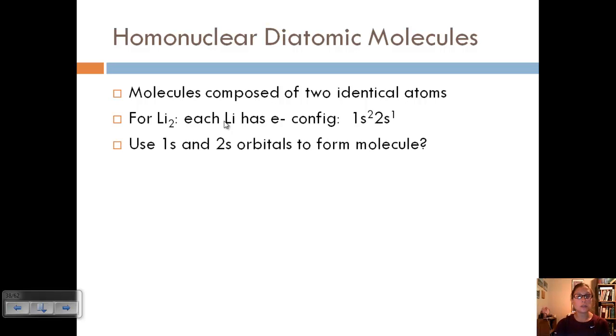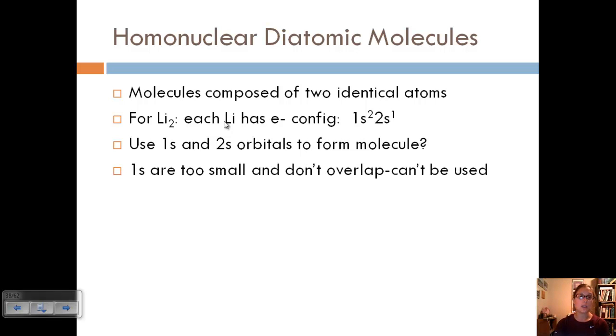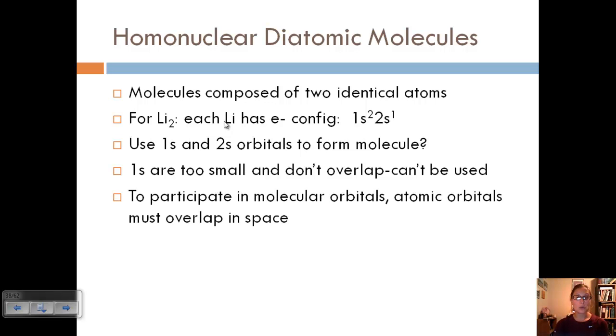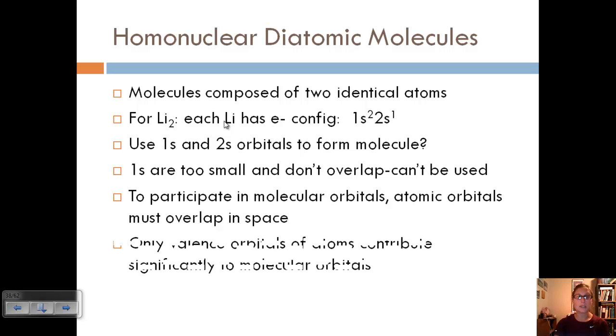Can we use both the 1s and the 2s orbitals to form a molecule? The answer is no. The 1s are too small and they won't overlap, so we cannot use them. Previously we talked about examples that only involved valence electrons in the 1s orbital, so that was okay. But now that we're extending to 2s and eventually 2p, 1s aren't valence electrons anymore, and so they can't be used. To participate in molecular orbitals, atomic orbitals must overlap in space, and so really we can only use the valence orbitals of the atoms to contribute significantly to molecular orbitals.